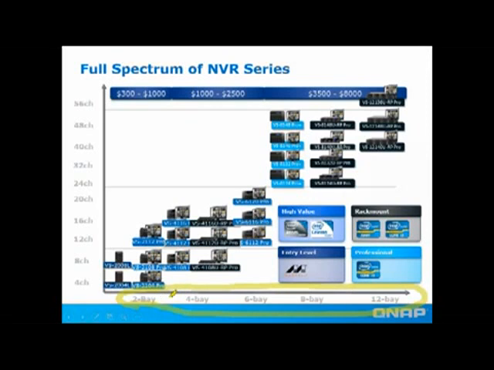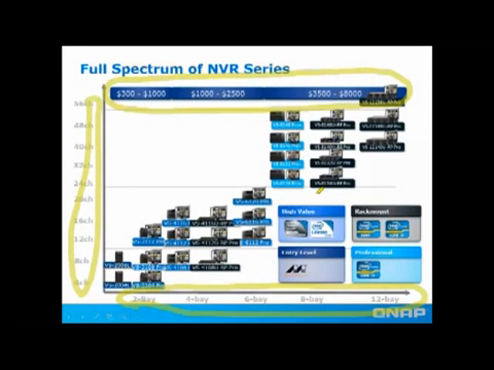So we have something from 2 bays up to 12 bays, depending on the storage size. And depending on the performance, we also have different channel numbers to handle the different kinds of projects. And the third axis will also tell you the price band for the kind of product that you're looking for.